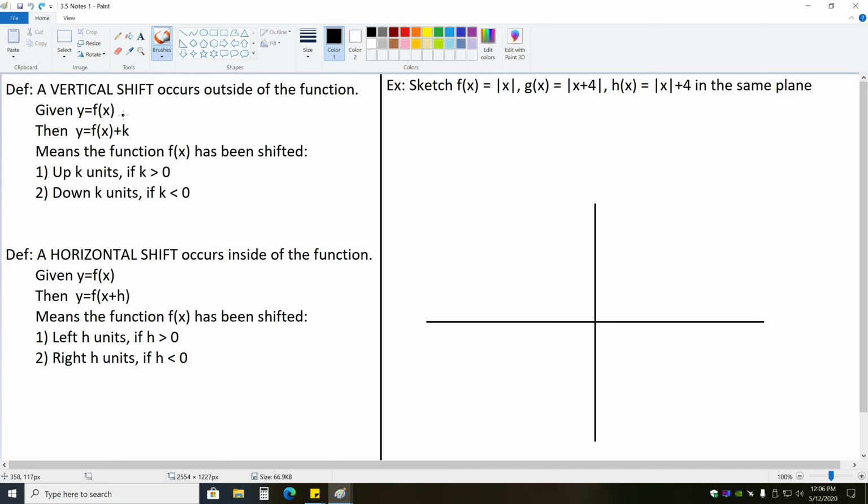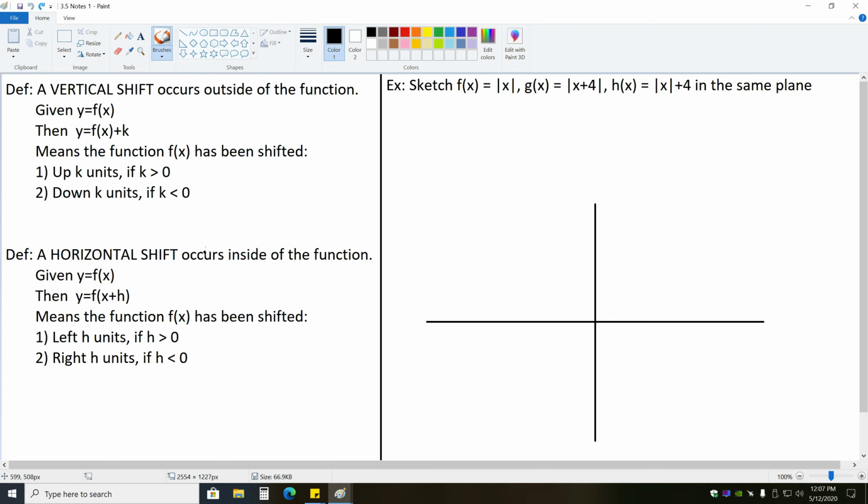So if you add or subtract some constant number like 5 or negative 15 to the outside of a function you started with, like x squared for instance, then that just means you are moving the graph up or down that value of 5 or 15, depending on whether it's positive or negative.